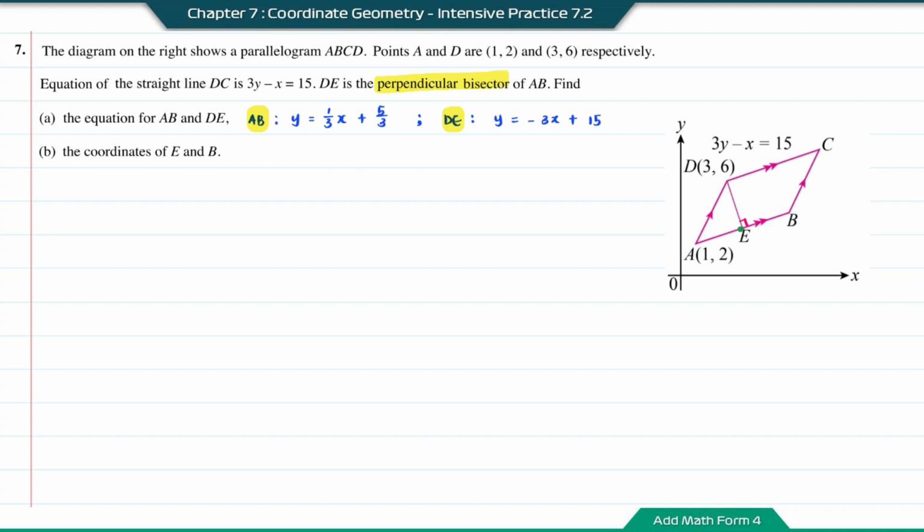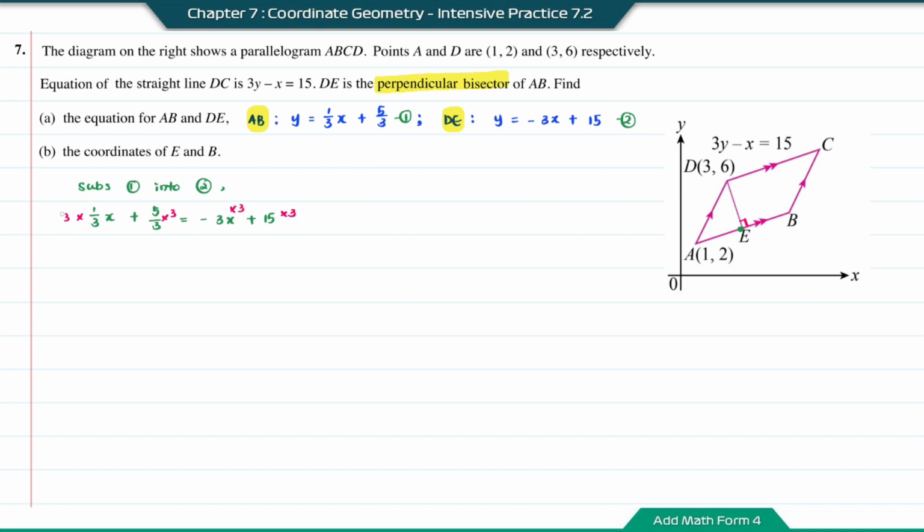So here I'm going to let the equation AB be my equation number 1, then the equation DE be equation number 2. Then I'm going to substitute equation 1 into equation number 2. So this will be 1 over 3 x plus 5 over 3 equal to negative 3x plus 15. So if you don't want to deal with the fractions, then we're going to multiply each term by the number 3.